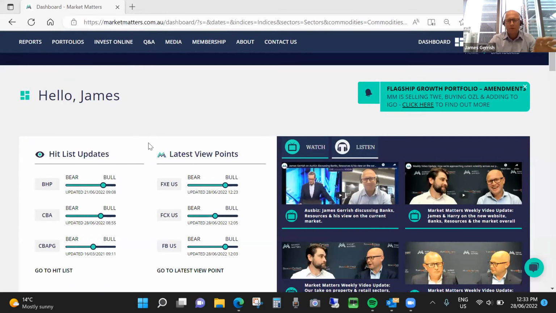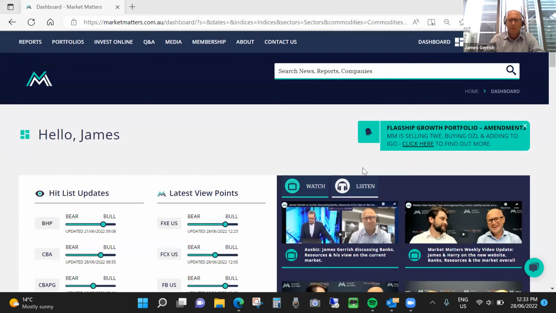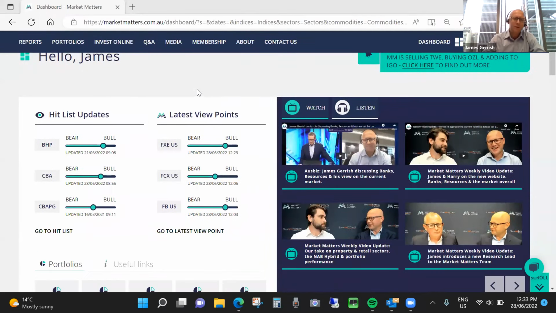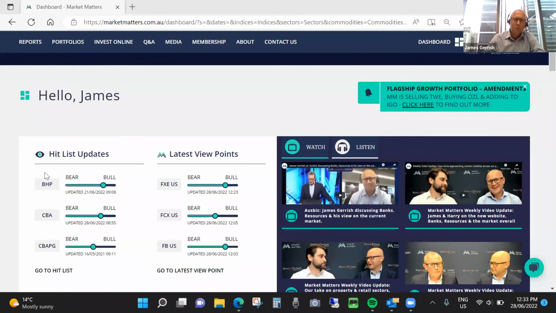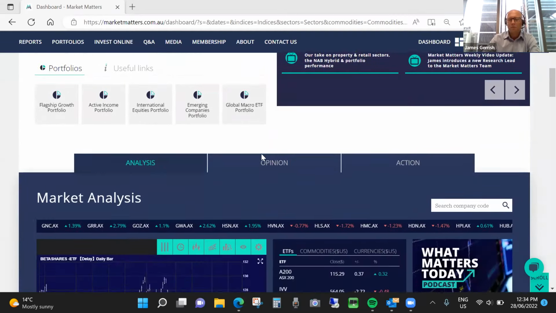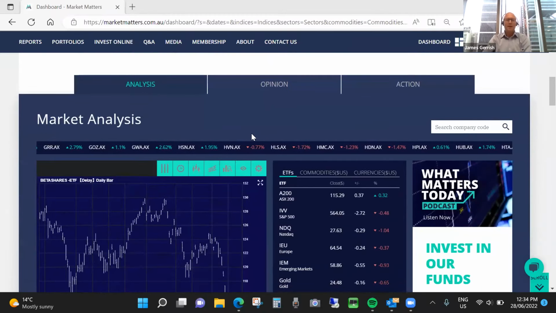The dashboard is very similar to what we had in the last Market Matters website. Of course, you've got our trading alerts, which pop up for 48 hours when a trading alert goes out to subscribers. We've got our hit list here. You can put whatever stocks you like on the hit list. You can put full Market Matters portfolios. And the latest update to when we've updated a viewpoint on the Market Matters website.